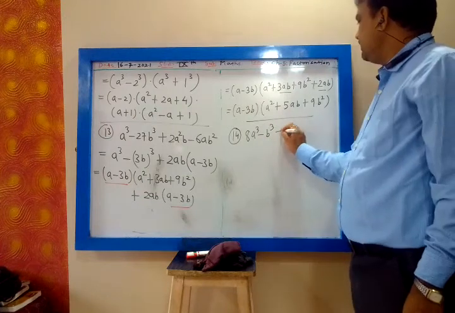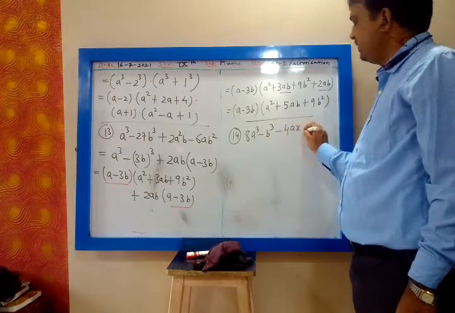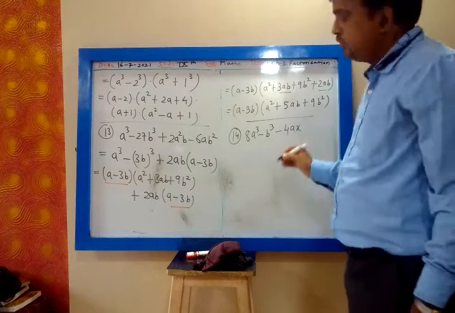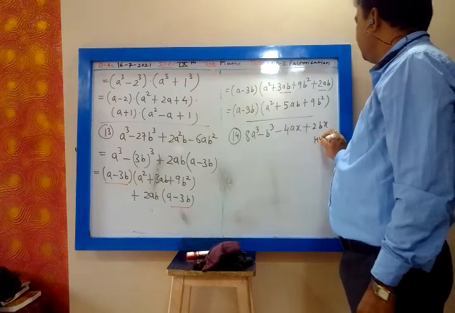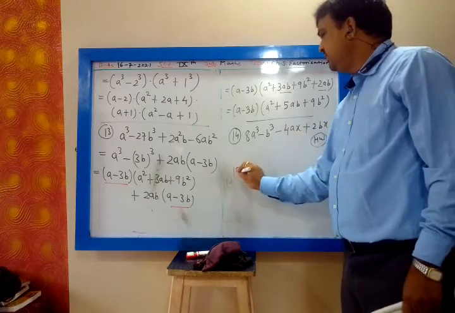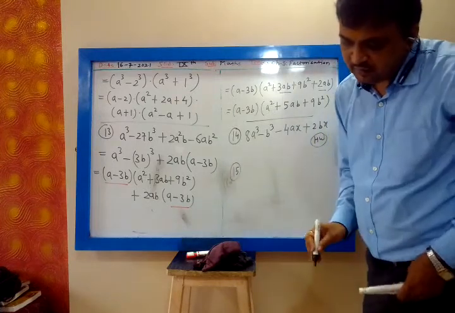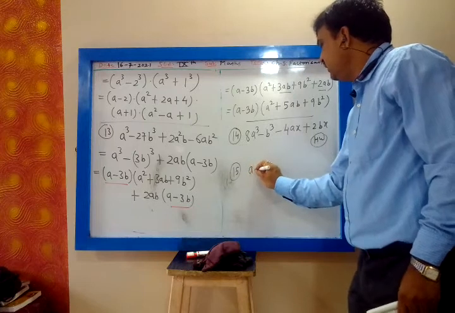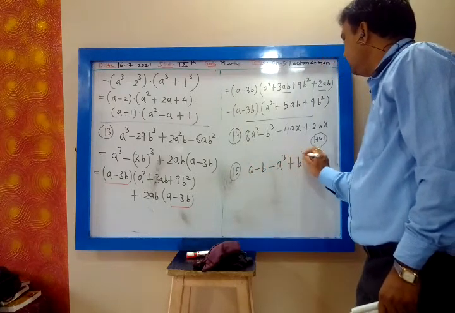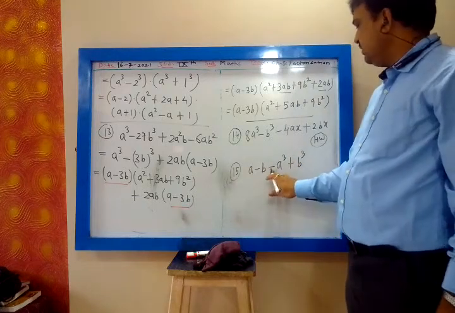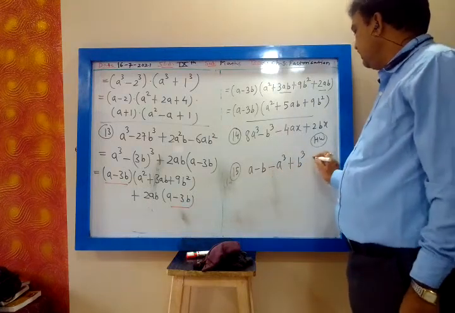Minus 4ax plus 2bx. Same way, 2bx, homework. Then 15: a minus b minus a cube plus b cube. Same way, you will take minus common, then it will be a cube minus b cube.